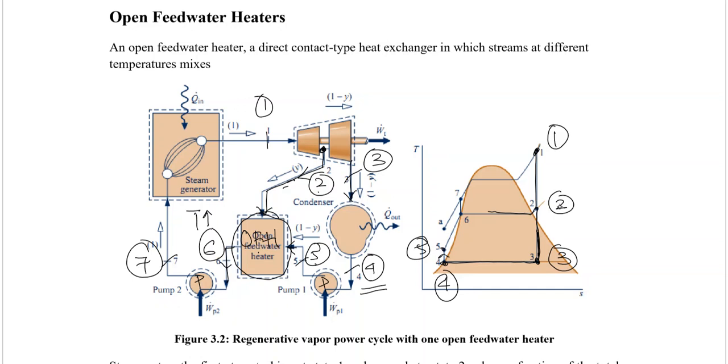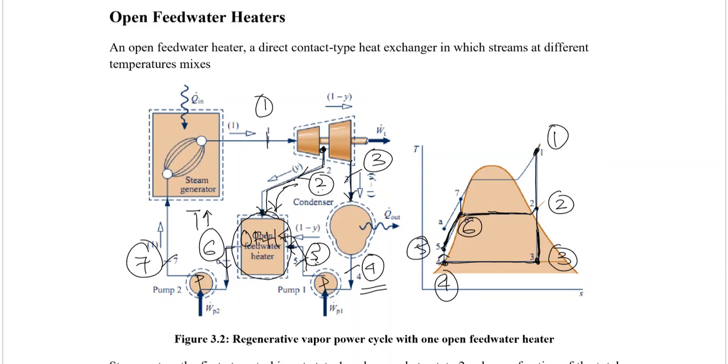Now the steam which is bled out at state number 2 is mixed with the feed water which is coming from state number 5. Now the steam will transfer its heat to the feed water. The temperature at 5 will increase, while the phase of the steam will change from steam to liquid. So that means the temperature at 5 will increase, while the phase from 2 to 6 will convert from steam to liquid. So heat is transferred from 2 to 6, while temperature is increased from 5 to 6.